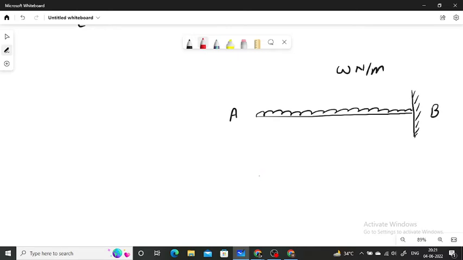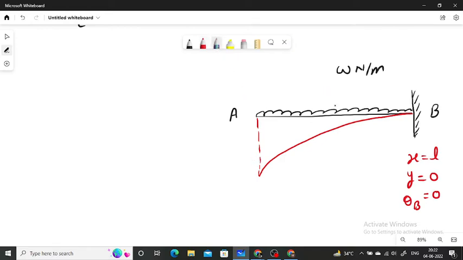The deflection in this case will be maximum at its free end. Deflection and slope both are maximum at this end, the free end, and at the fixed end, where x is equal to L, deflection and slope both are equal to 0 because the other end is fixed. Okay.